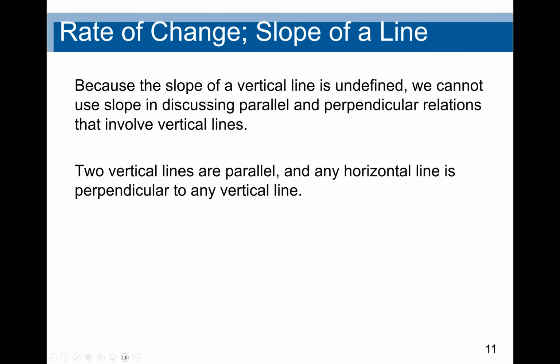Now, because the slope of a vertical line is undefined, we cannot use slope in discussing the parallel and perpendicular relations that involve vertical lines, because undefined means we don't have a solution. There's no answer for the slope. So two vertical lines are parallel, and any horizontal line is perpendicular to any vertical line because it will intersect at 90 degrees. So that will be the conclusion of this lecture.